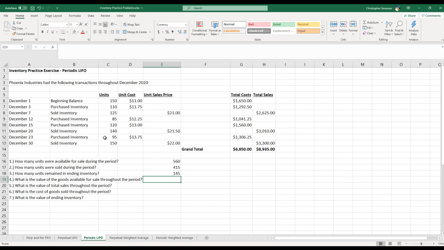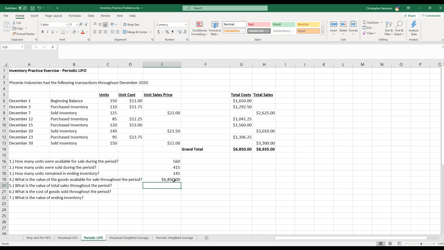Now we get to the value of the goods available for sale throughout the period. In other words, for these 560 units, what's the total cost of those goods? Not the sales price, just the cost. The good news is we already did that. This was what we were doing in this column right here, total costs of units available for sale. So we can just reference that right here.